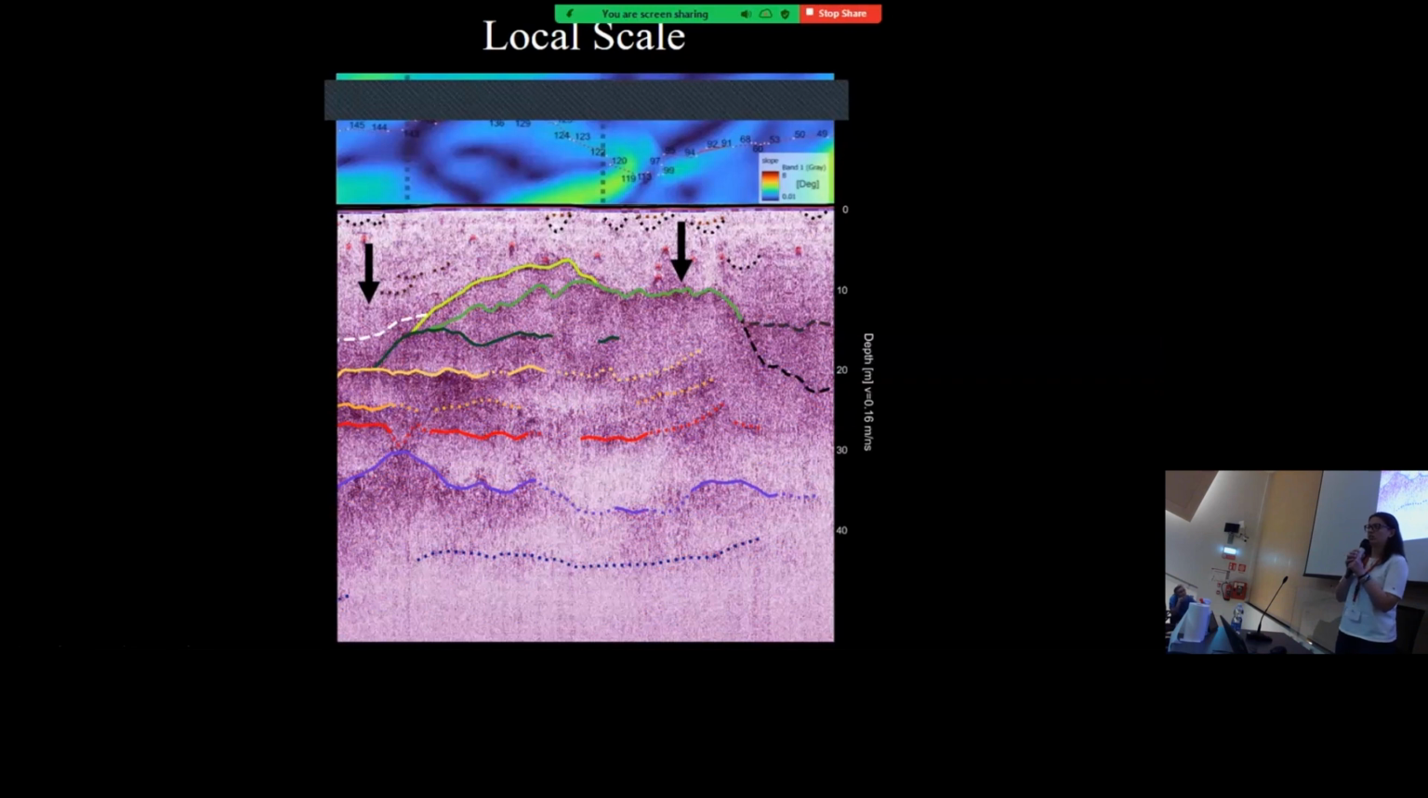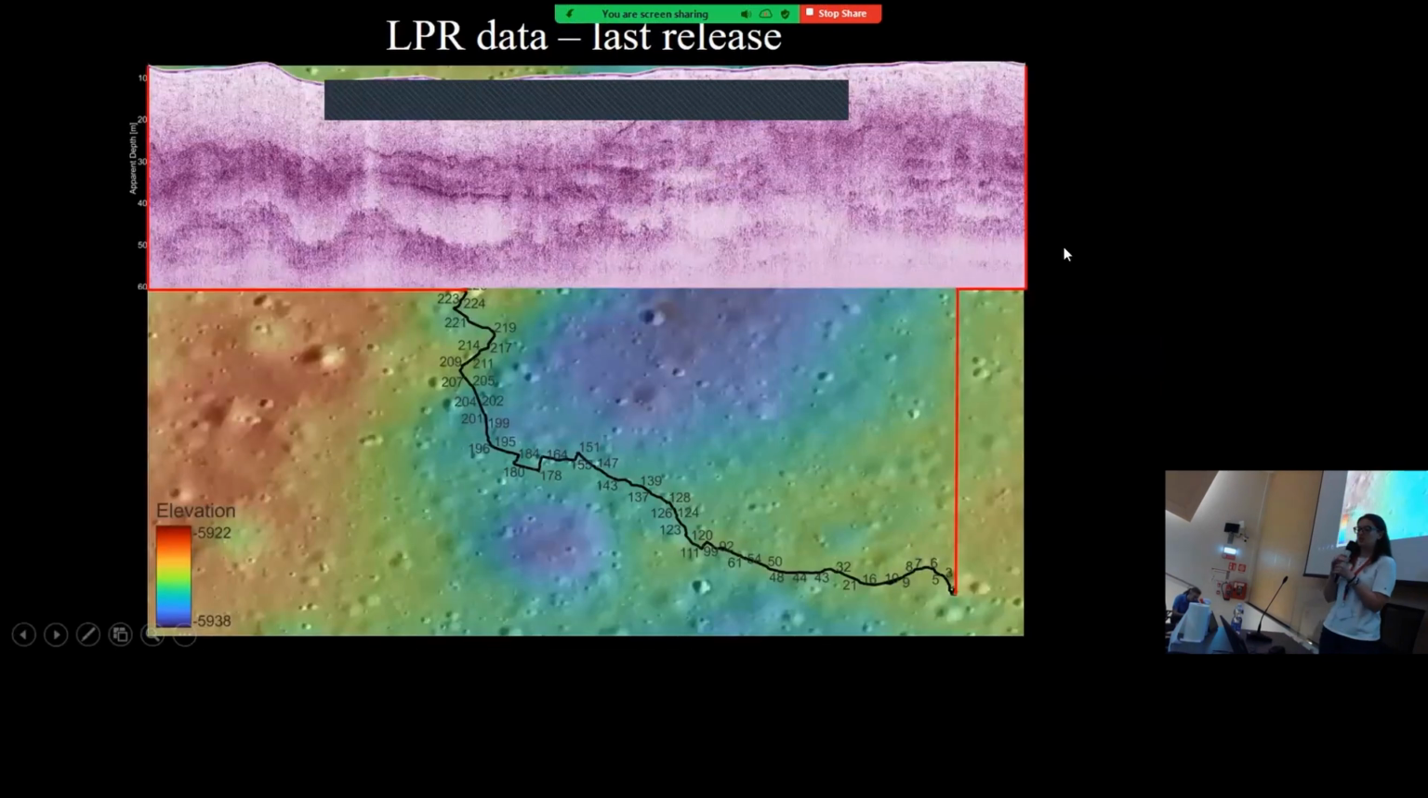According to its position, on top of the rim of an old buried crater, we tried to associate a physical meaning to this unit, and we suppose that this unit is related to an older impact melt created on the rim of this crater, which is well imaged on slope and azimuth maps. This study was performed considering the LPR data released up to December 2021.